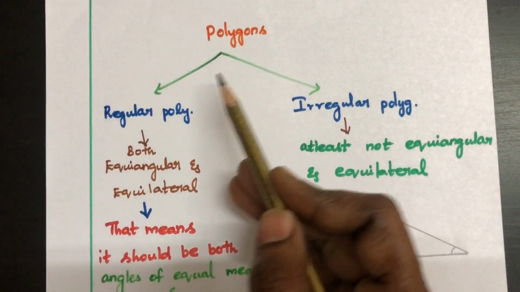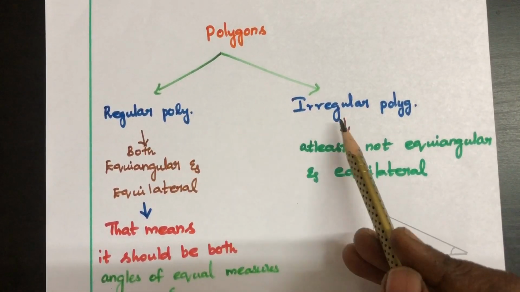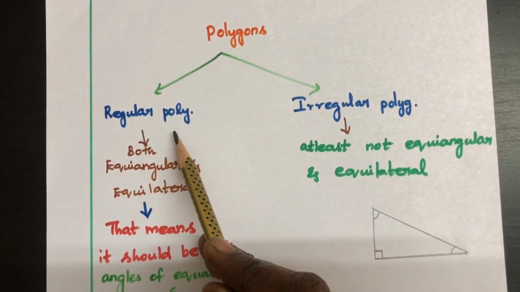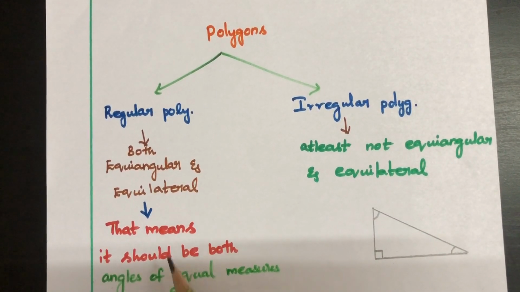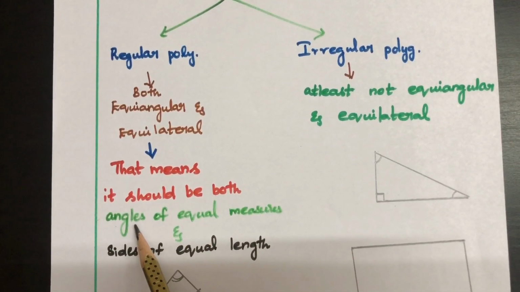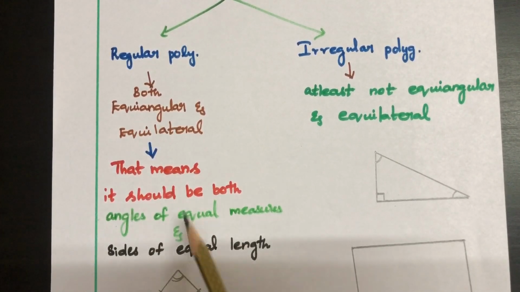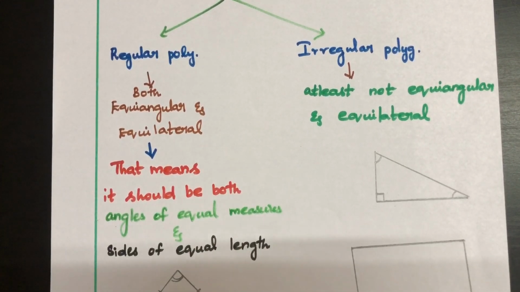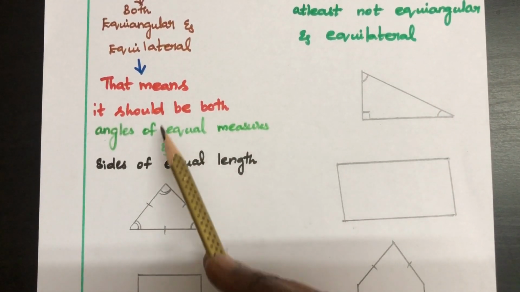Polygons may also be classified into two types, regular polygon and irregular polygon. What is a regular polygon? Both equiangular and equilateral. That means it should have both angles of equal measures and sides of equal length. That is called equiangular and equilateral. Equiangular means equal angles inside the polygon, and equilateral means all sides are of equal length. That's all. So this is called a regular polygon.